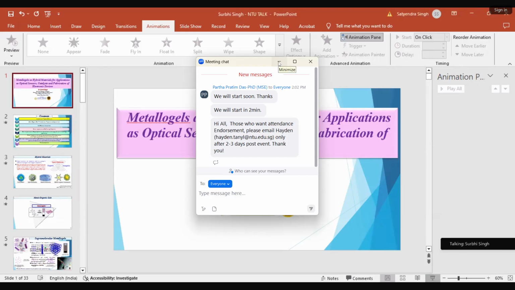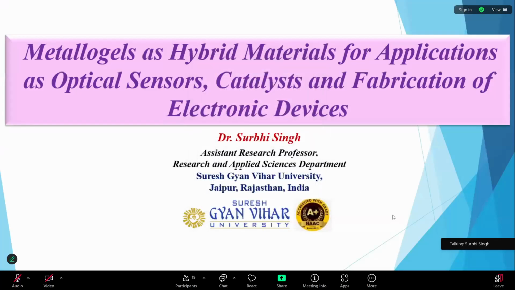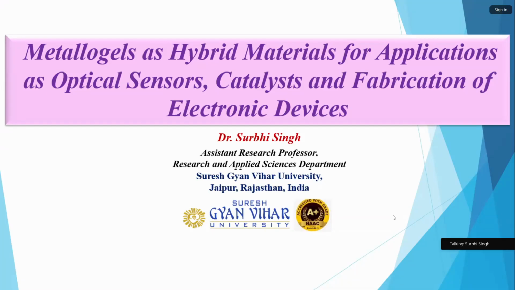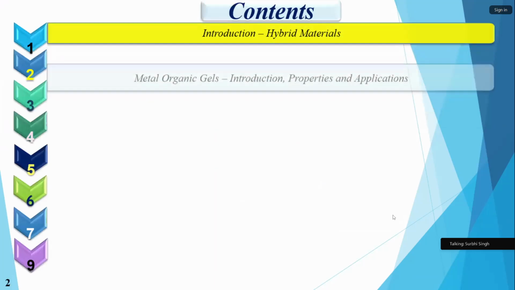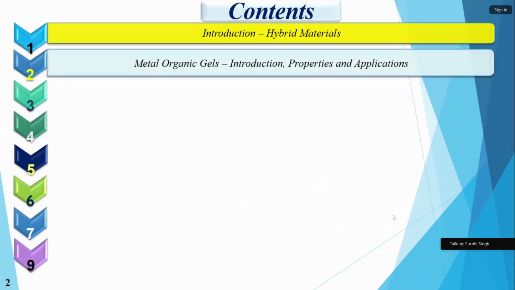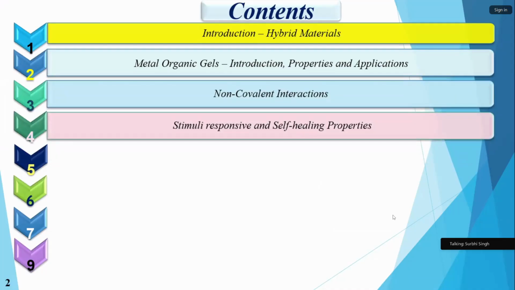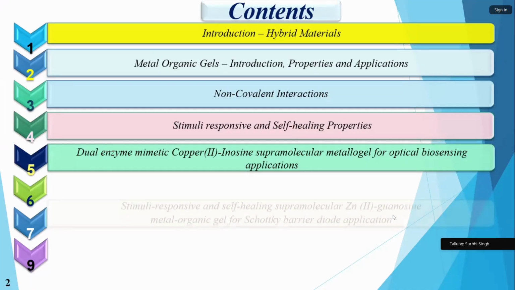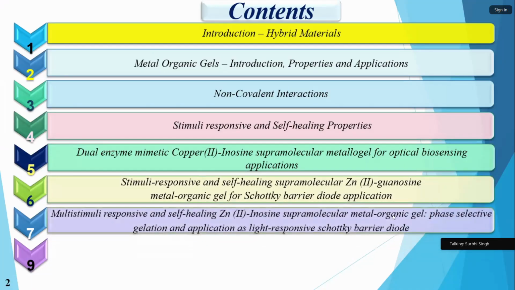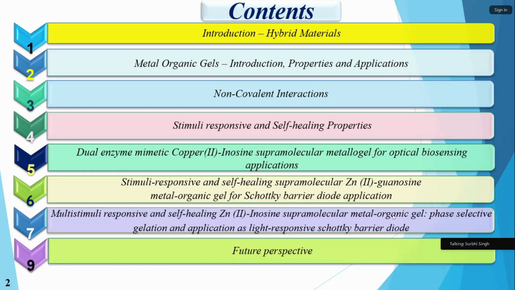Yeah, it's visible. So today's topic of discussion is metallogels as hybrid materials for applications as optical sensors, catalysts, and fabrication of electronic devices. So here is a quick outline of my presentation. Introduction of hybrid materials, metal organic gels, introduction, properties and applications, non-covalent interactions, stimuli responsive and self-healing properties of these metallogels. And I have combined three of my works on these metallogels to get an insight into the practical applications of these metallogels and their future perspective.